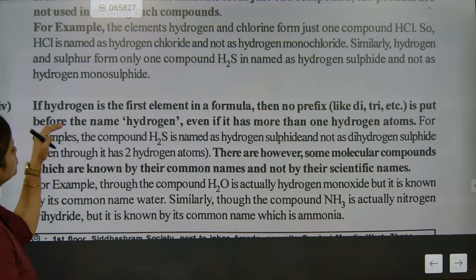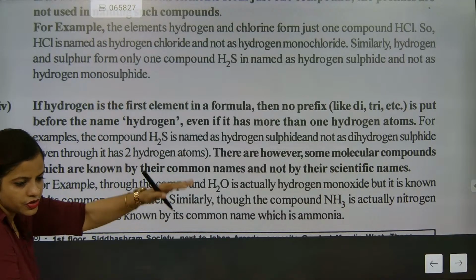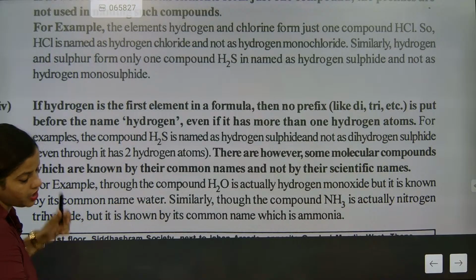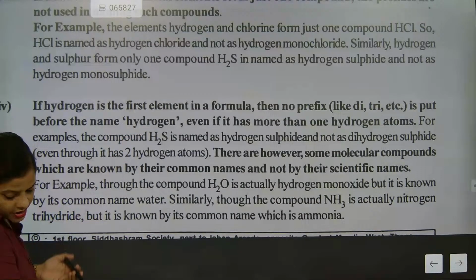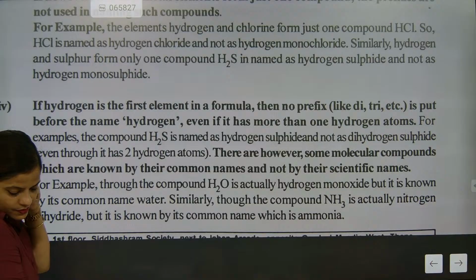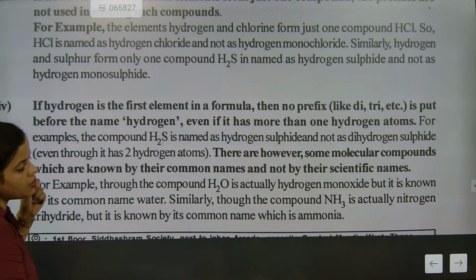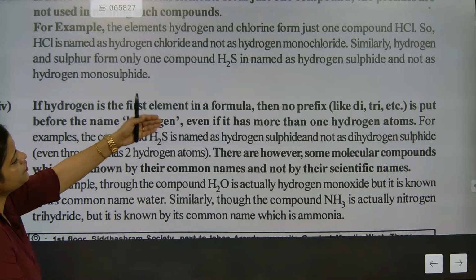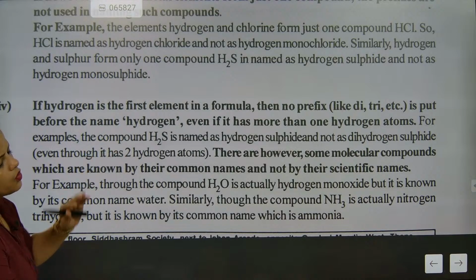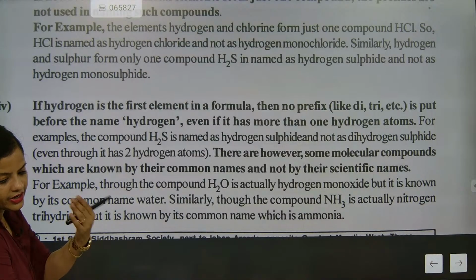We are just utilizing the content and writing the part. How are we writing the part, beta? Just understand this one. If hydrogen is the first element in the formula, then no prefix is needed, like di, tri, tetra.